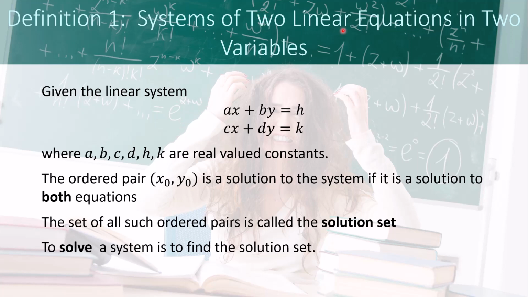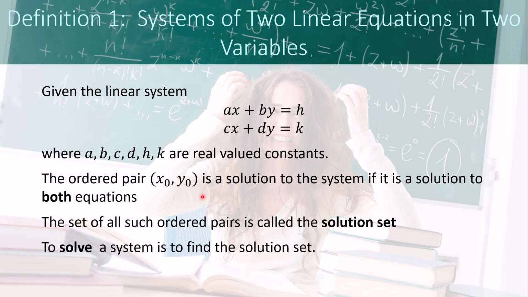Systems of 2 linear equations in 2 variables. So given the linear system ax + by = h, and the other equation cx + dy = k, where all of these are real-valued constants, they can be 0 or not, the ordered pair (x0, y0) is said to be a solution to the system if it is a solution to both of the equations. And the set of all such ordered pairs is what we call a solution set. And if you are solving a system of equations, linear or otherwise, you are trying to find the solution set.